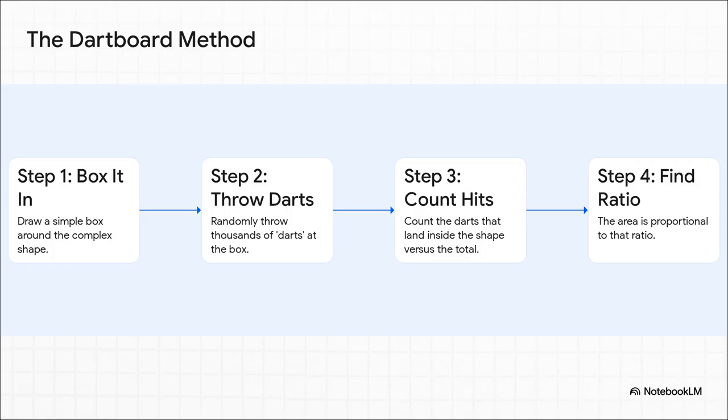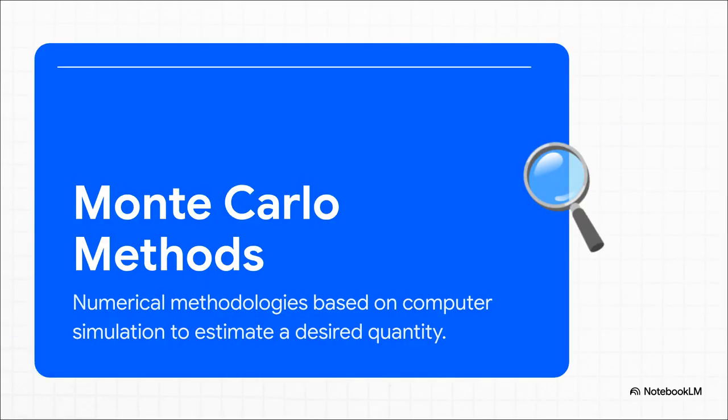We just draw a simple square around our weird shape. Then we just start throwing thousands of random darts at the square. And all we have to do is count how many landed inside the blob versus how many landed outside. That simple ratio gives us a shockingly good estimate of the blob's actual area. And that right there, that's the whole magic trick behind Monte Carlo methods. You're just using a whole bunch of random simulations, a computer throwing darts for you, to get a pretty good estimate of something that's way too hard to calculate perfectly. It's like taking a poll to understand a whole country.